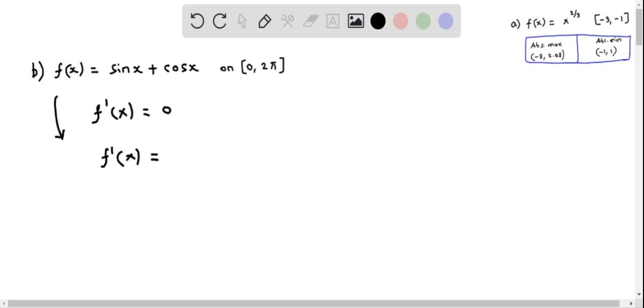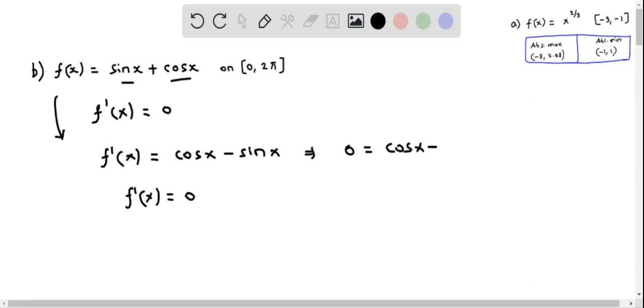So we get f prime of x equals the derivative of sin x, which is cos x, and the derivative of cos x, which is negative sin x. Now we set this equal to 0 so that we can determine the critical points. So when we set this equal to 0, this becomes 0 equals cos x minus sin x. Now I add sin x on both sides.